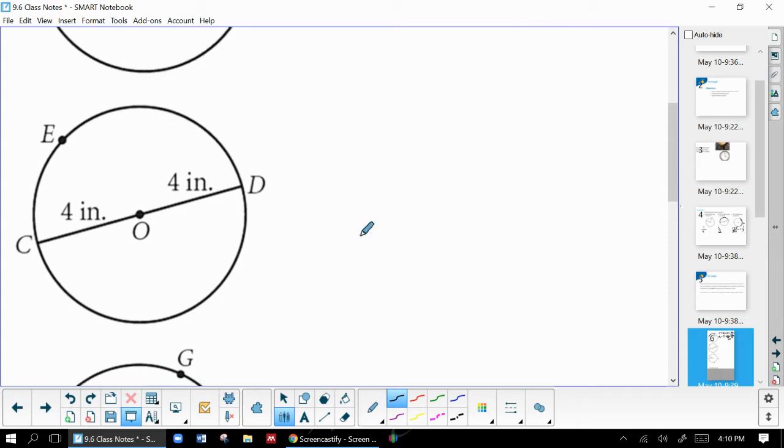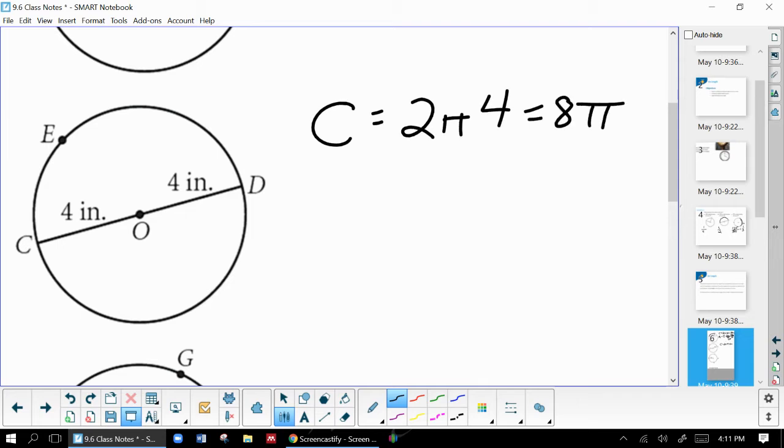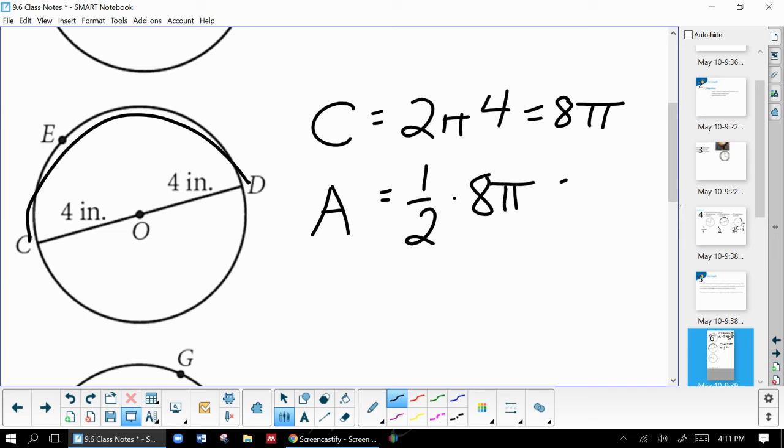Next up, we've got this one. This is your half a circle. So again, we're going to want to start by finding the circumference. 2 times pi times 4 is 8 pi for the whole thing. And because we want half of it, CED is a semicircle, we've got a half times 8 pi. Well, a half of 8 pi is 4 pi. And that would be our arc length, this time in inches.